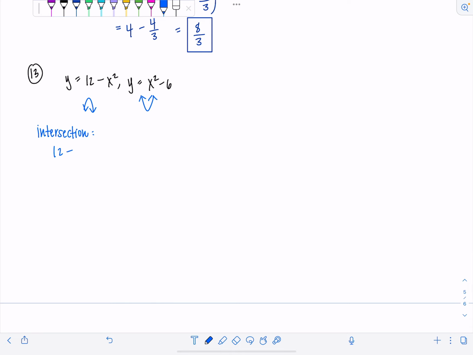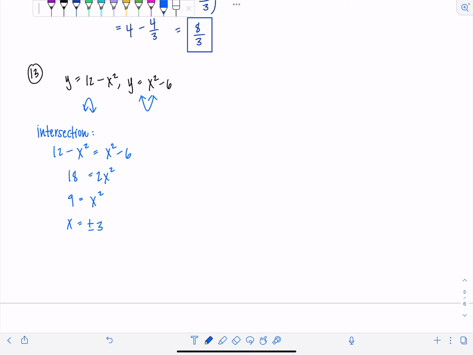So 12 minus x squared equals x squared minus 6. It's super similar to the last one, right? Let's add x squared and add 6 to both sides. So 18 equals 2x squared. Divide by 2. So x equals plus or minus 3.